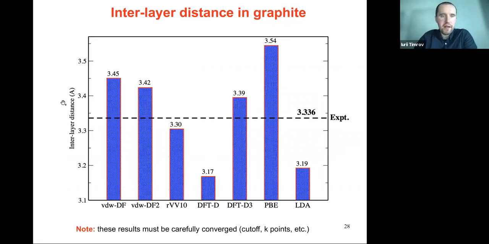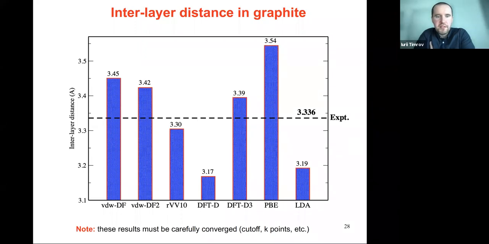The vertical axis is the interlayer distance, and the horizontal axis is the method we are using, actually the functional or van der Waals correction. The last 2 are standard PBE and LDA functionals. The height of each bar corresponds to the value of the interlayer distance in graphite, and the horizontal dashed line is the experimental value. So we can see that there are big variations depending on the correcting scheme.